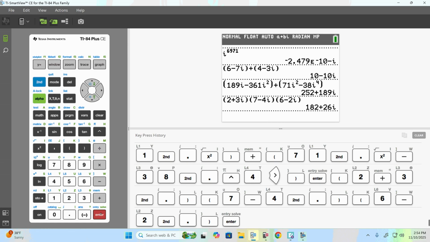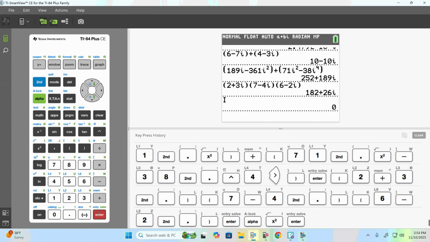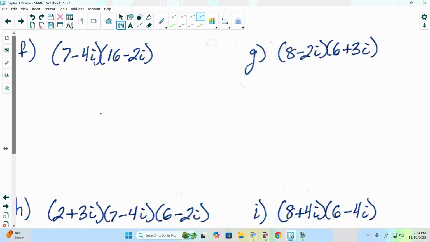You might want to put a note on your sheet to get the decimal, or get i on the graphing calculator. It's second decimal. Even though i does show up as a green letter, that is not our imaginary number i. Second decimal gets us i. So do we feel good about multiplication?